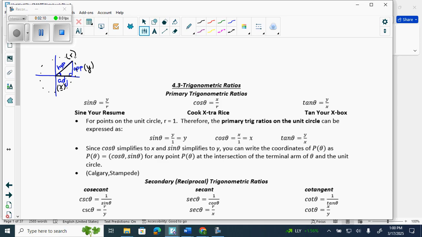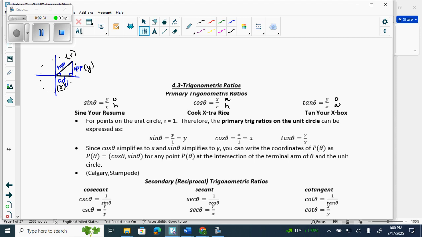So instead of SOHCAHTOA, instead of opposite over hypotenuse, we have y over r, because y is opposite, r is hypotenuse. Instead of adjacent over hypotenuse, we have x over r, and instead of TOA, we have y over x. Sometimes it gets taught last year, sometimes it didn't. So I'm going over the whole thing as if it's fresh.